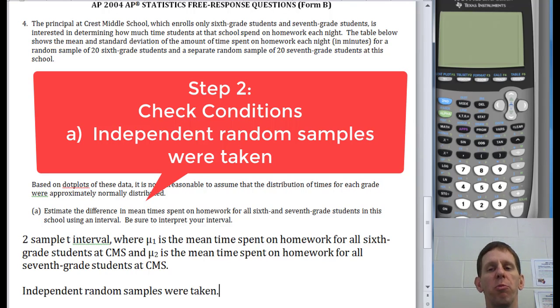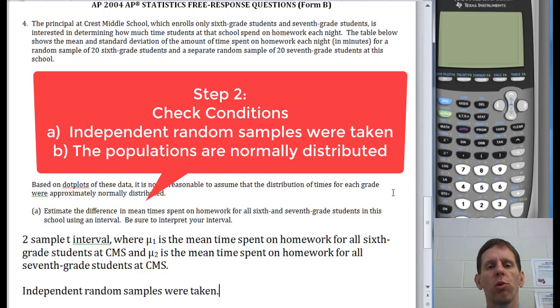Make sure in this step that you mention the word independent, which means that they're separate, and that we have random samples, not just one sample, but we have a random sample of 26 6th grade students and a separate random sample of 27 7th grade students. 2 random samples that are independent.